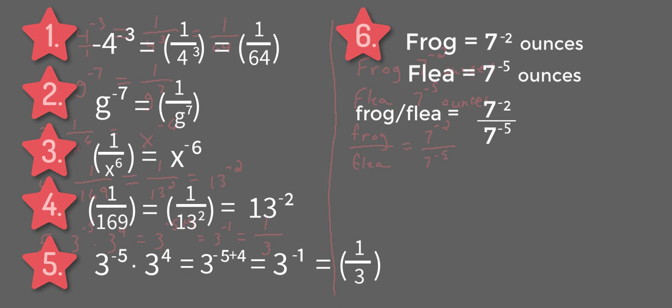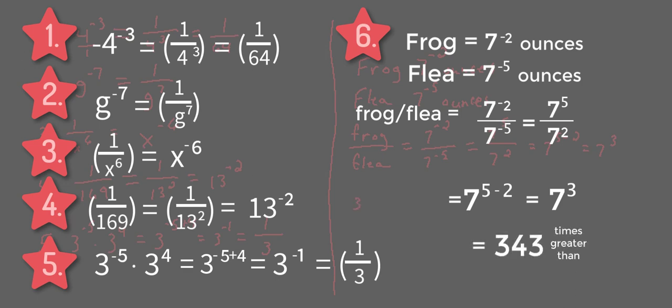Move from numerator to denominator, denominator to numerator, and change the sign of the exponent. So we have 7 to the 5th power over 7 squared. That equals 7 to the 5 minus 2, which equals 7 cubed. We could technically leave it as that, but it makes more sense to have it as a whole number. So 7 cubed, that's 7 times 7 is 49, times 7 is 343.